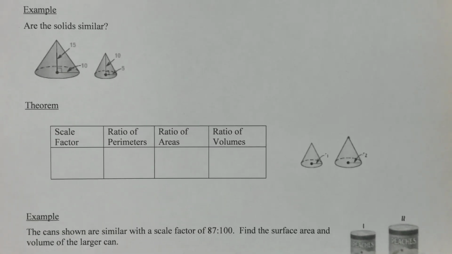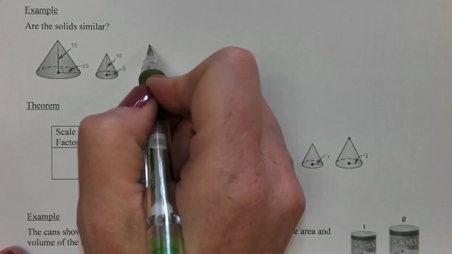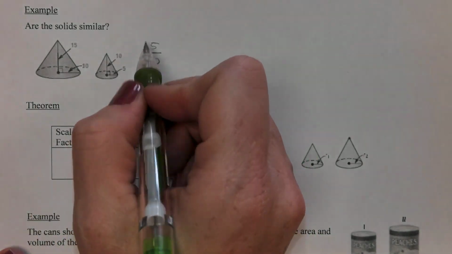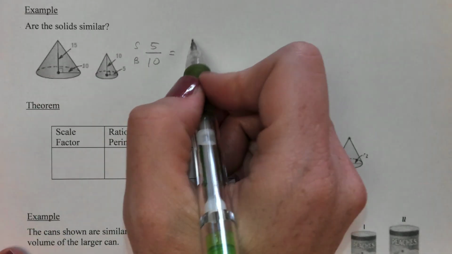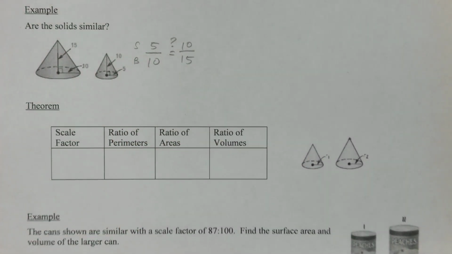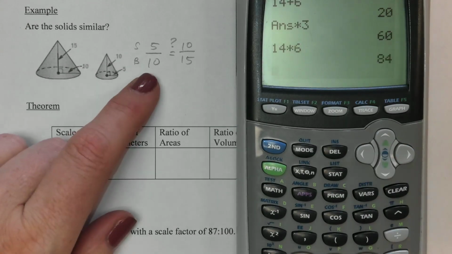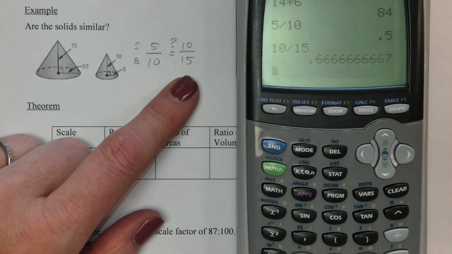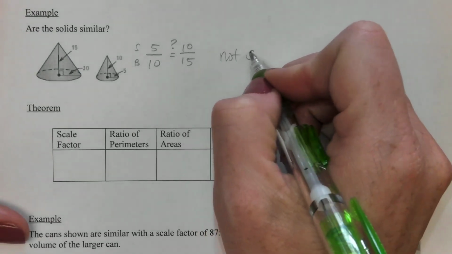Are these solids similar? The way that you check that is by checking their scale factor. So I'm going to match up radius with radius, and it does not matter if you do big to small or small to big. You just have to keep the ratio the same. I decided to go small to big. The small is the 10 and then 15. I'm going to put a question mark in the middle because I don't know yet if they are similar. I'm going to use my calculator to divide them and see what I get. So 5 divided by 10 and then 10 divided by 15, checking them both out. And they are different. So these are not similar solids.